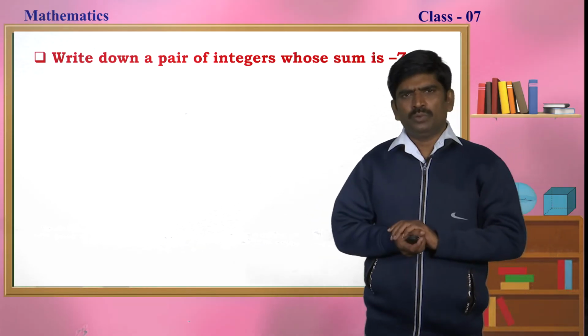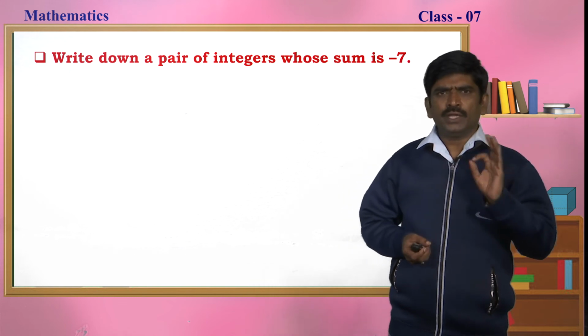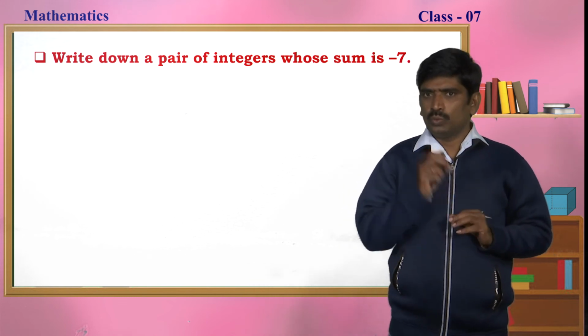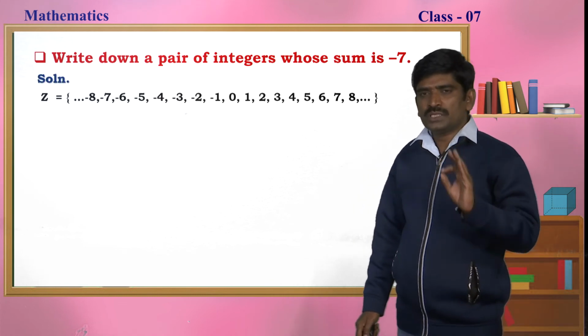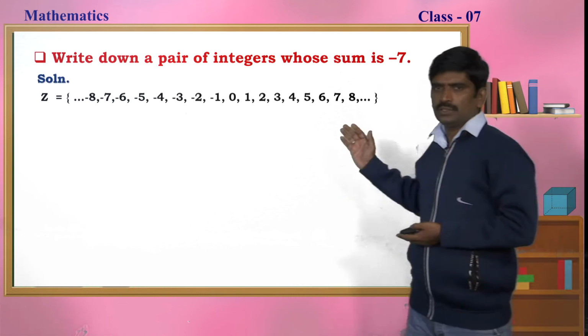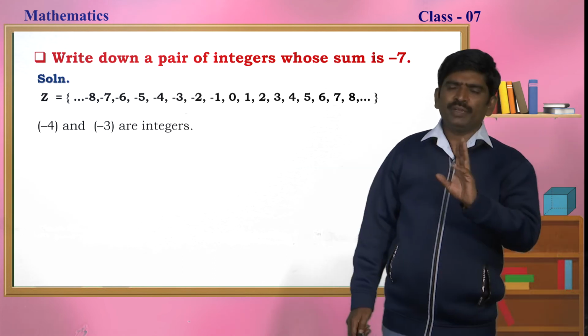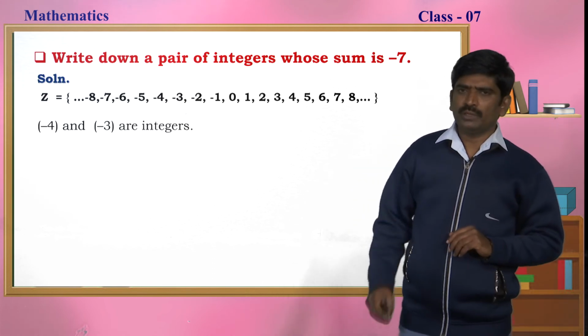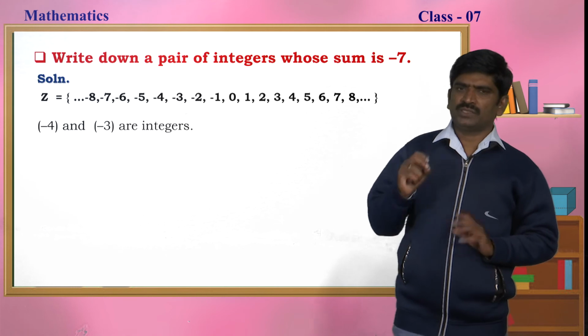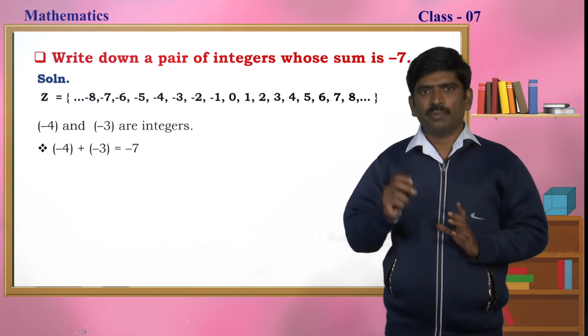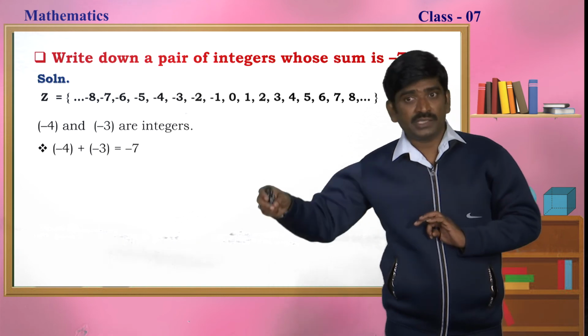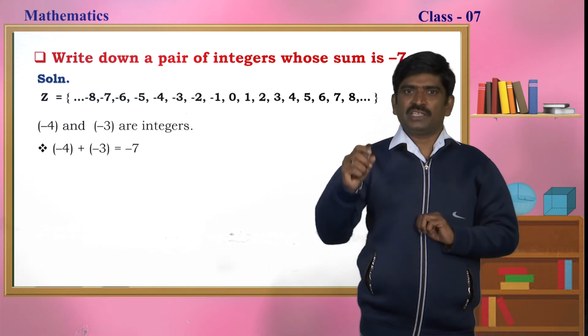First problem, what is given? Write down a pair of integers whose sum is minus 7. Solution. This is the integers number line. These are integers. We take two integers, first one minus 4 and minus 3. Add these two. Minus 4 plus minus 3 is again minus 7. Very good.